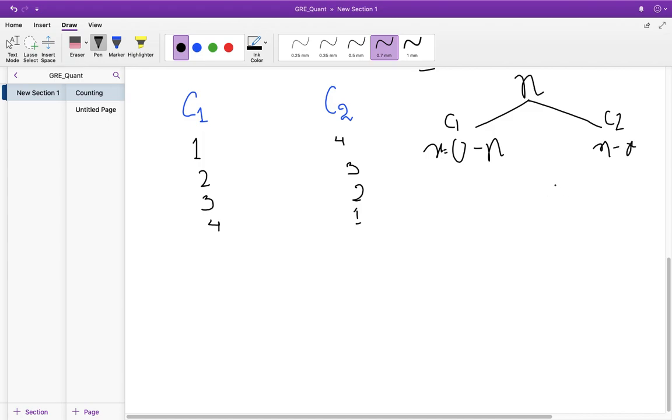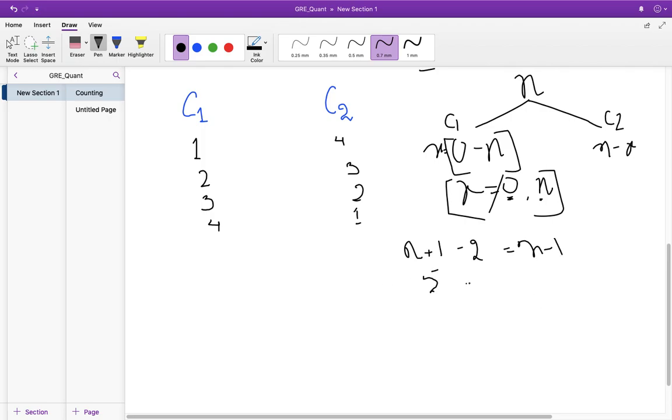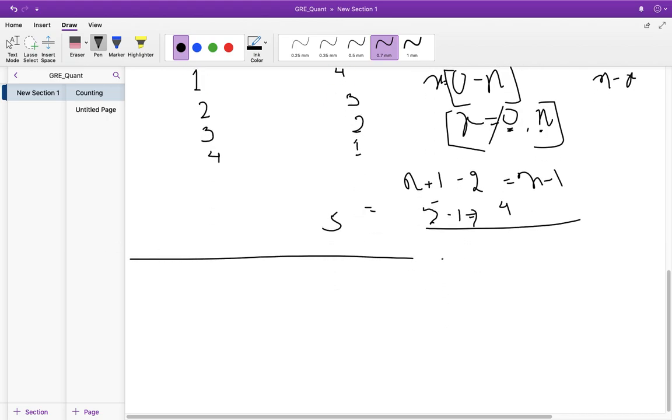But note, in this problem we discard solutions where x is equal to 0 or x is equal to n, because then one of the charities will have 0 books. So the number of ways would be the number of ways of distributing n from 0 to n, which we already saw was n plus 1, minus 2 variations, x equal to 0 and x equal to n, which becomes n minus 1. For the number 5, n minus 1 is 4. So this was the way we can solve this particular problem.